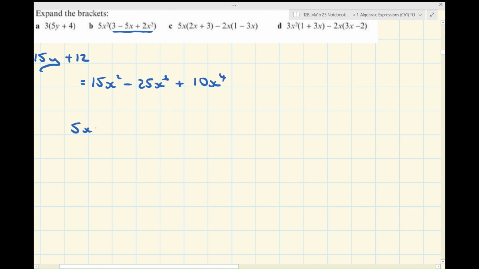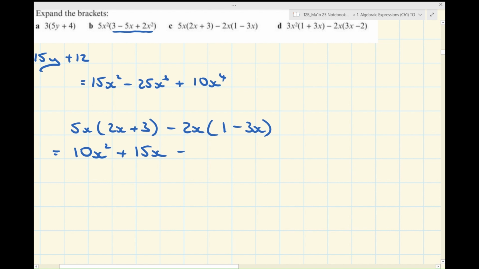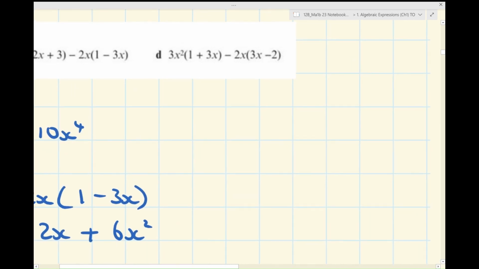It's 5x lots of 2x plus 3, minus 2x lots of 1 minus 3x. So 5x times that bracket is 10x squared plus 15x, minus 2x times 1 is minus 2x, minus 2x times minus 3x is plus 6x squared. And I can simplify that now to 16x squared plus 13x.